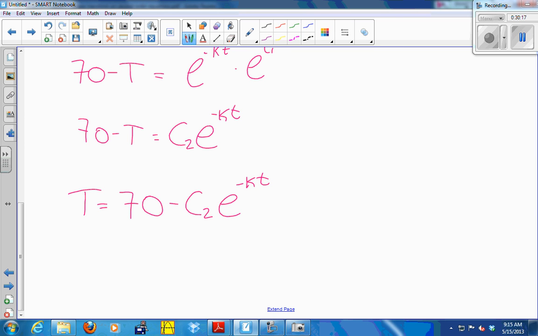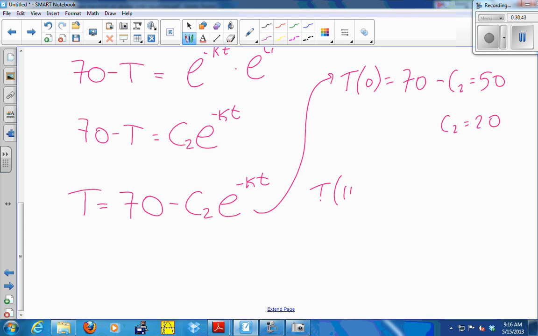Then use your two pieces of given information to find your two constants, your initial condition and your temperature after 10 minutes. So T of 0, if I plug zeros in for t, I get 70 minus C2 has to be 50. So C2 is 20. And then T of 10 is going to be 70 minus 20, just plug in the C2 there, e to the negative 10k, make t 10. And that has to come out to 54.